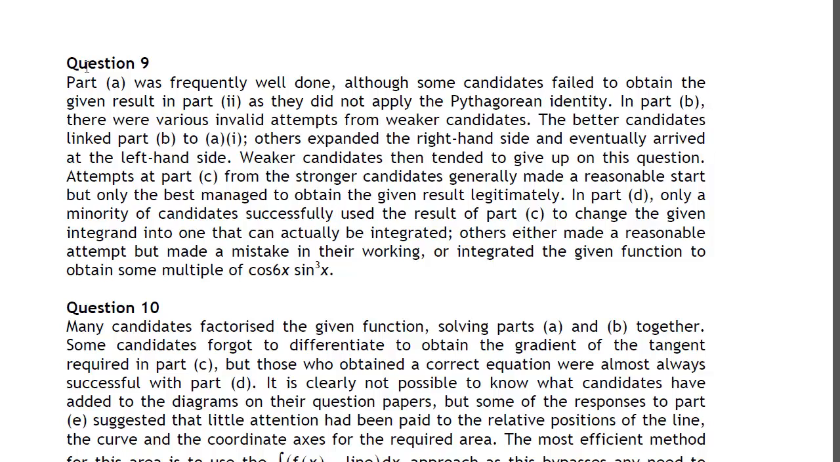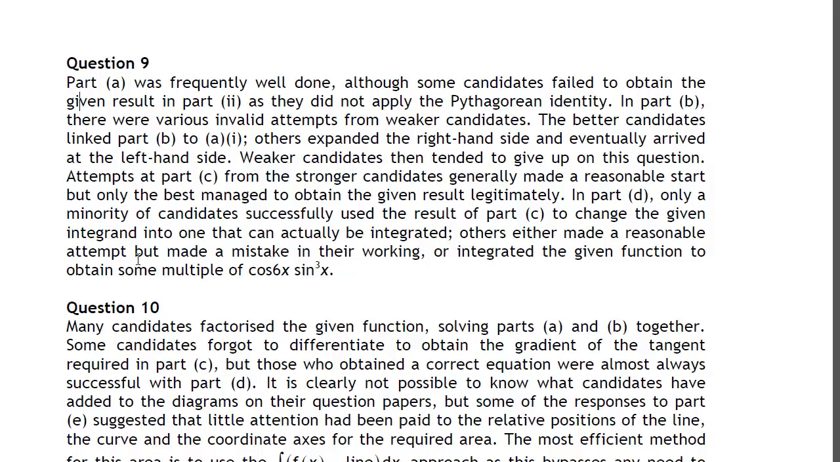So question number 9, part A was frequently well done. Although some candidates failed to obtain the given result in part 2, the better candidates linked part B to A. Weaker candidates then tended to give up the question attempts. So this seems alright. How about the final one?